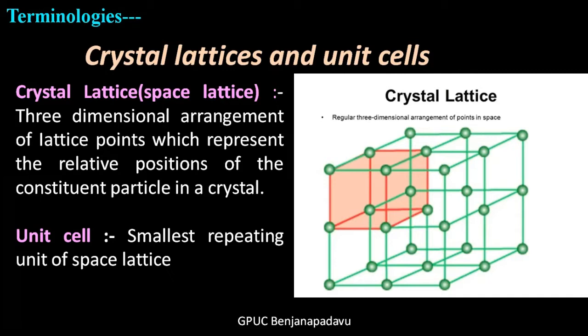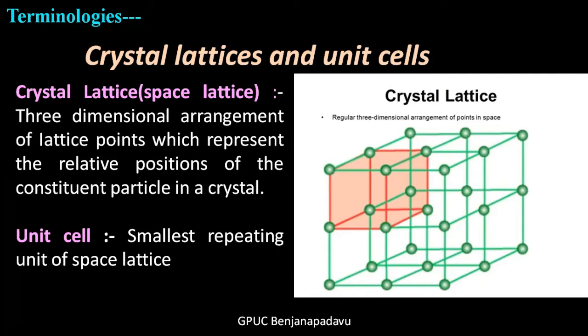For example, when we build a house, we arrange bricks or stones, and then of course we plaster all that. But still, there is a basic unit, a stone or a brick. That brick, which when repeated several times, gives us the whole structure of the house or whatever. So such a smallest repeating unit of a space lattice is called the unit cell. The crystal lattice is just a schematic diagram, so this is not exactly the crystal itself. If the points in the crystal lattice are occupied by the respective particles, then that forms the crystal.